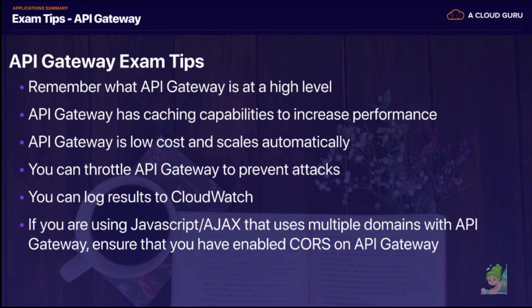And then if you're using JavaScript or Ajax that uses multiple domains with API Gateway, you have to ensure that you have enabled CORS on your API Gateway, so cross-origin resource sharing. And remember that CORS is always enforced by the client's browser.